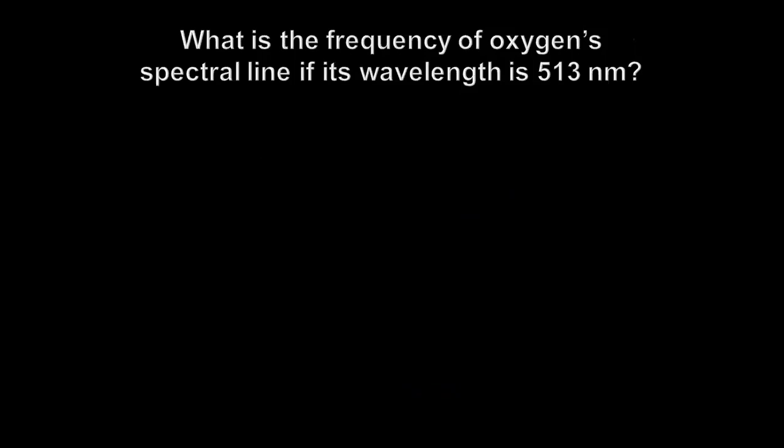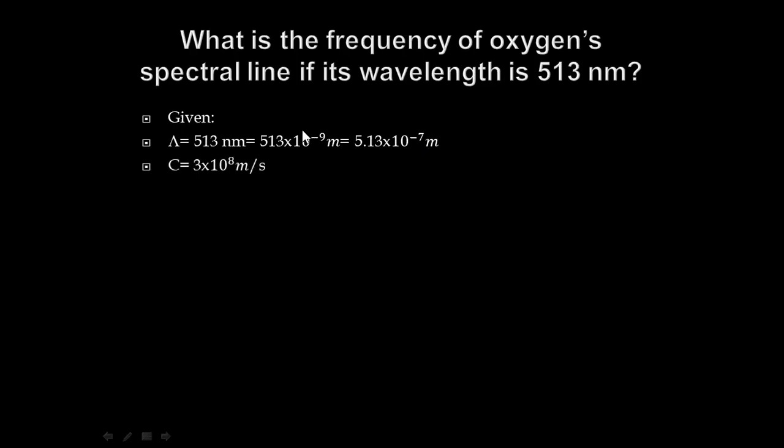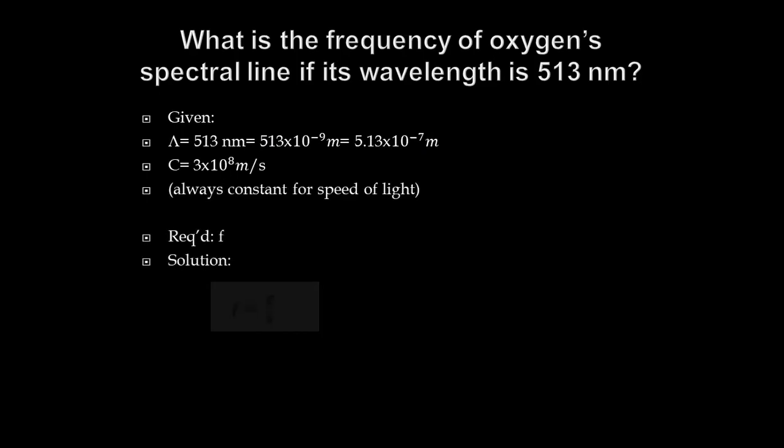We have the second example. What is the frequency of an oxygen spectral line if its wavelength is 530 nanometers? We are given the wavelength of the oxygen at 5.13 times 10 raised to negative 7 meters, and the speed of light, always at 3 times 10 raised to 8 meters per second. So we are going to determine the frequency.